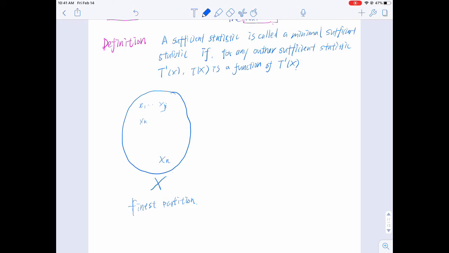And then we apply a transformation on this x using T(x). By doing this transformation, we achieve another partition of the space. In this space, the values of T(x) are T1, T2, T3 to Tm. Since a sufficient statistic achieves data reduction, we know that the dimension of T(x) is always less than or equal to the dimension of the original x.